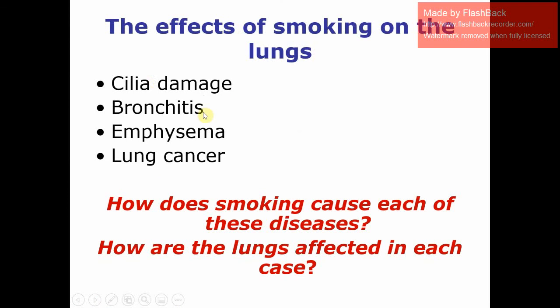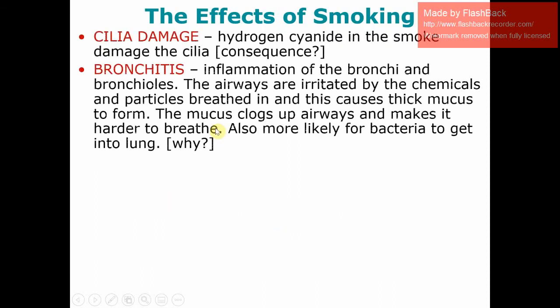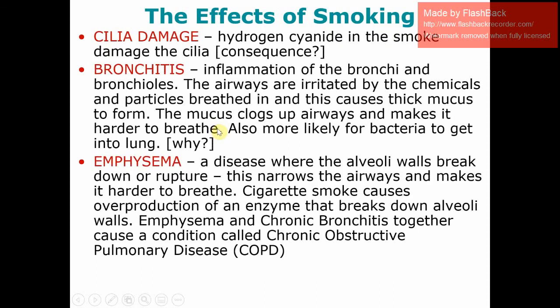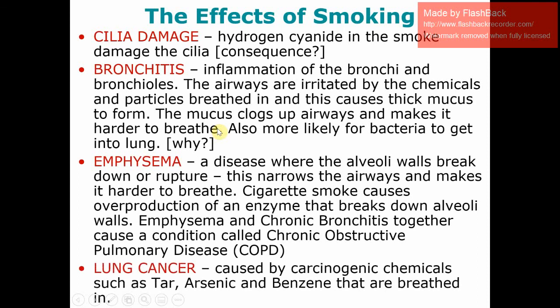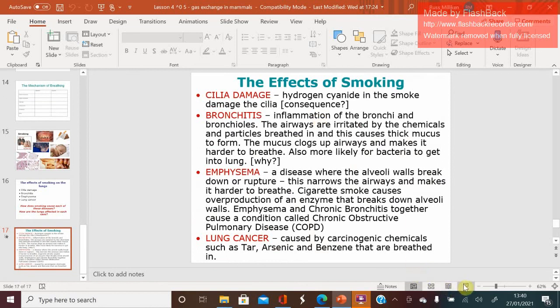The four things you need to look a wee bit into: cilia damage, bronchitis, emphysema, and lung cancer. All right, now some are better known than others, but how these diseases are related to smoking, okay, how the lungs are affected. Now, I've got some of the answers here, okay, and you can copy that into your notes on these slides, and you can go through that really just to finish that. Not going to dwell on it now.